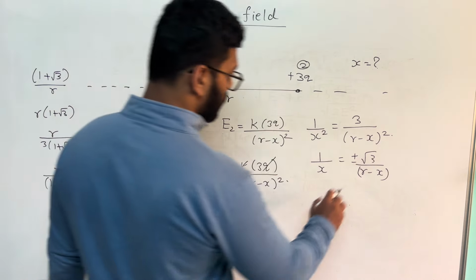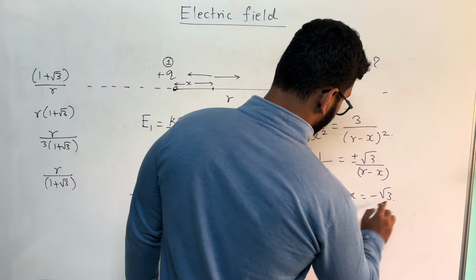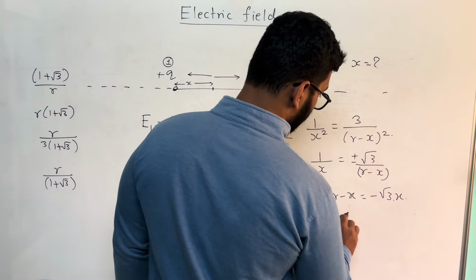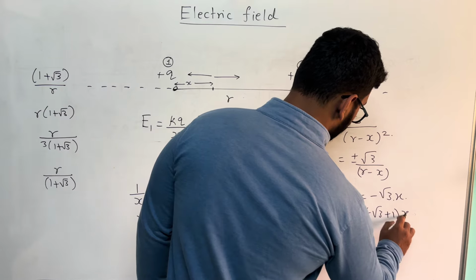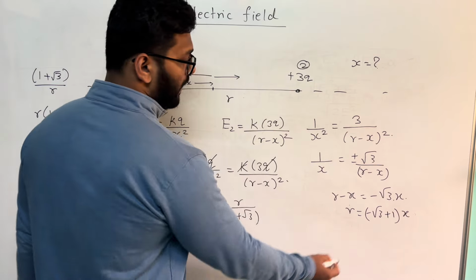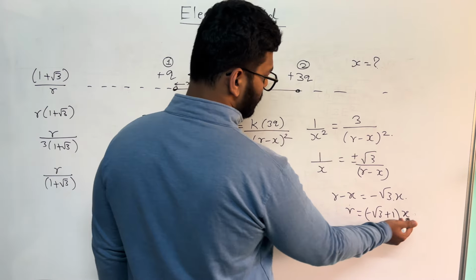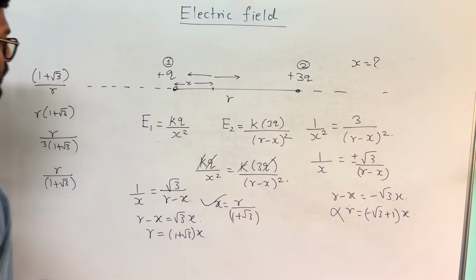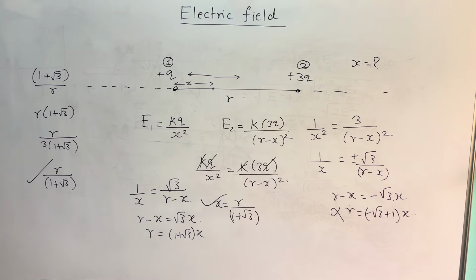And if it is negative, what will be the answer? r minus x is equal to minus root 3 x, right? Okay, so this will be (minus root 3 plus 1) into x is equal to r. But here minus root 3 is minus 1.7, right? So this is negative, so the x will be negative here. We will not take this solution. We will take this solution, r upon 1 plus root 3. So the D option will be the correct one. Correct. So this is how you solve this question.